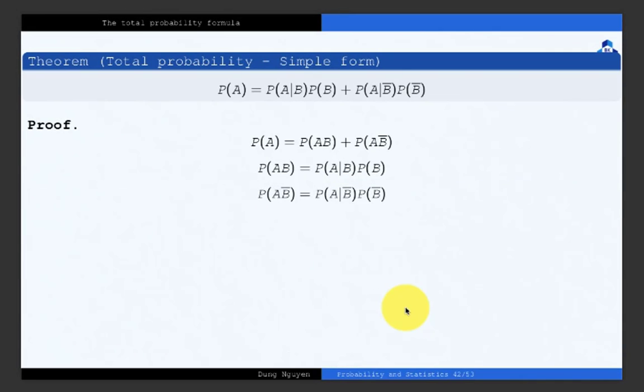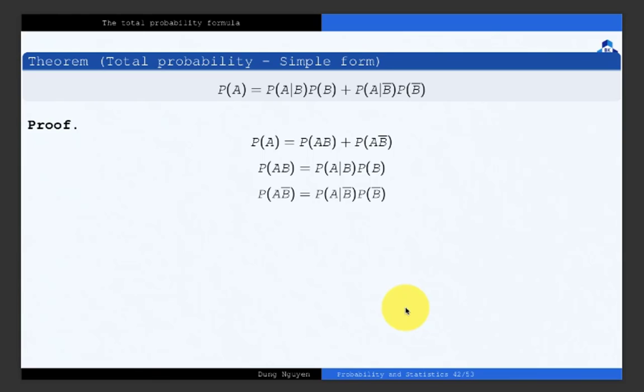We can prove this equation very easily. The probability of A is the probability of AB plus the probability of AB bar, because the union of AB and AB bar will give you A, and that is joint, so you can use the addition rule to get this equation. On the other hand, the first term on the right hand side, the probability of AB, is the probability of A given B times the probability of B due to the product rule.